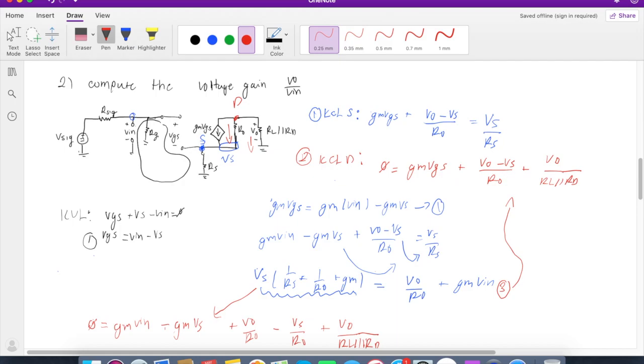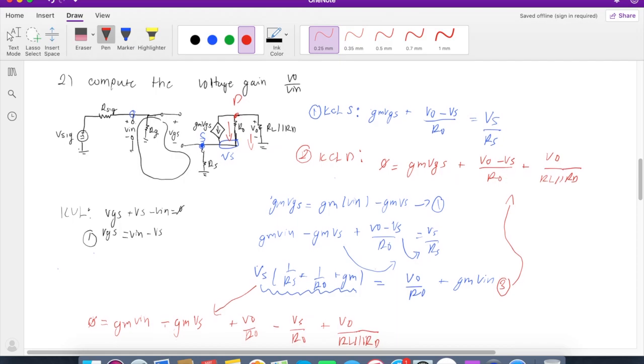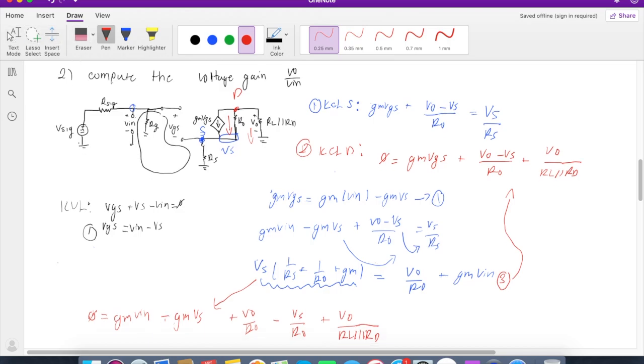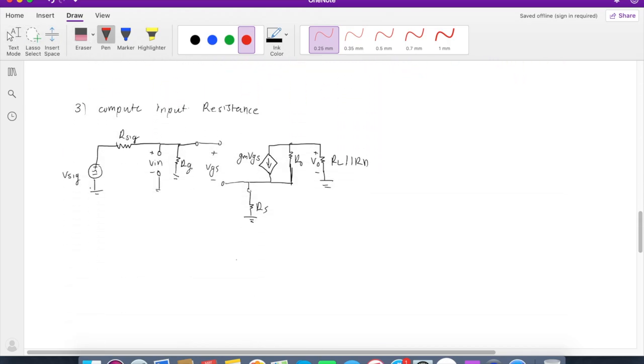So then from there, we can just divide both sides to make it Vout over Vin, and simply compute the answer from there. I'm not going to go through that with you because the algebra would be really difficult, and once you have actual numbers, then it becomes a lot easier because you can just plug the numbers in. But that's the general gist of it. And now let's move on to the input resistance.